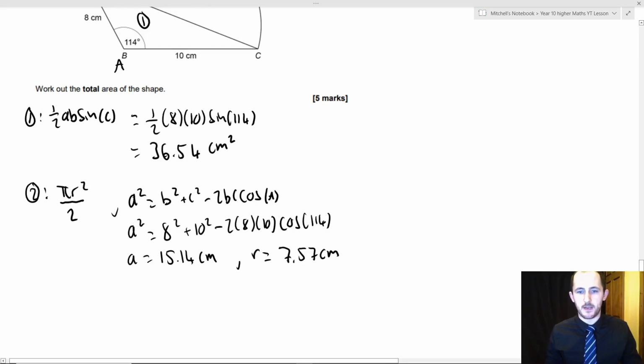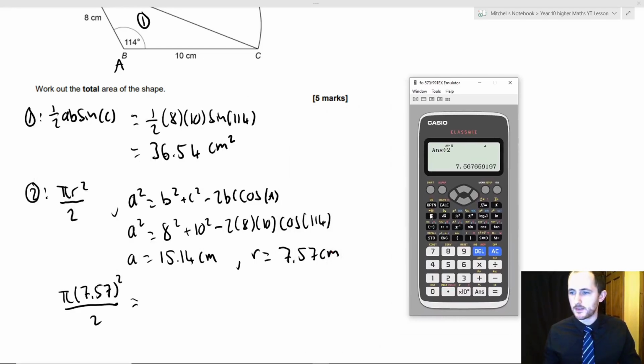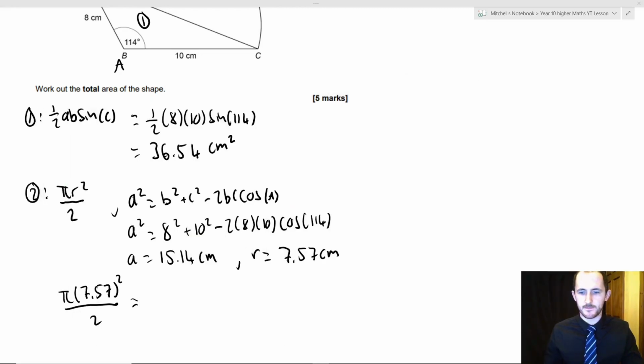And now we can finally work out the area. So pi times 7.57 squared over 2 equals, so now we can sub this all in. So we have shift pi. I'm going to put the answer button. The ANS button just saves whatever your last answer was, which would be 7.566, etc. So it just means you get a perfect answer. 89.96.